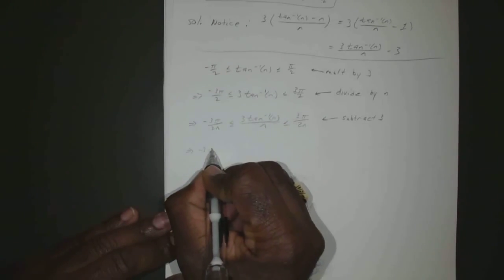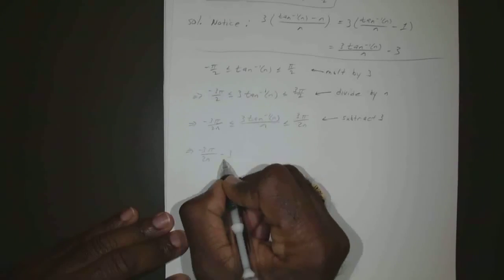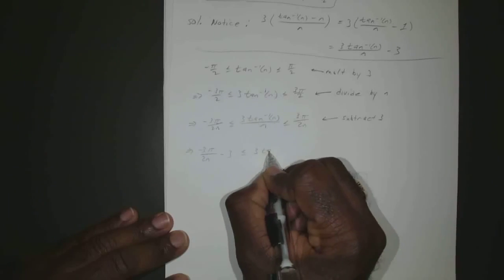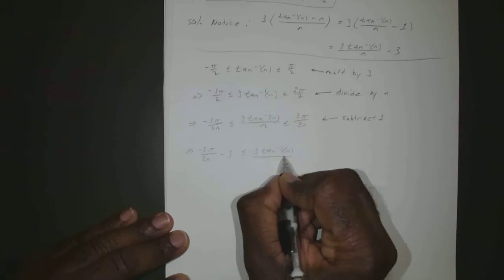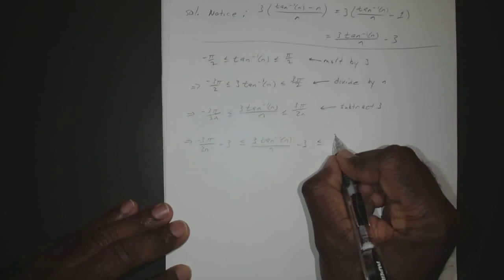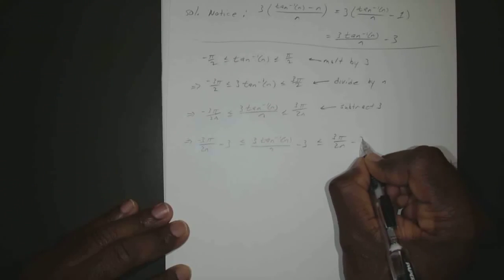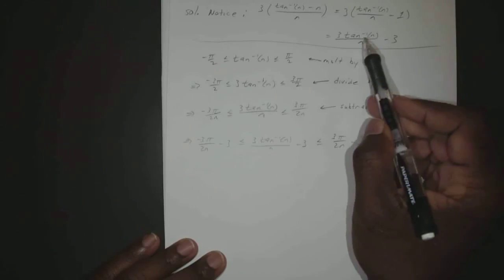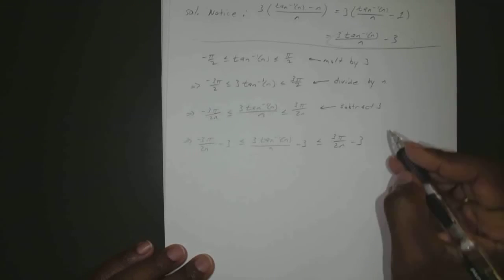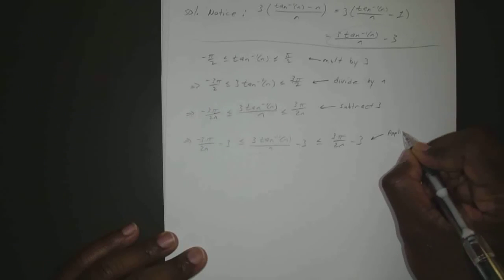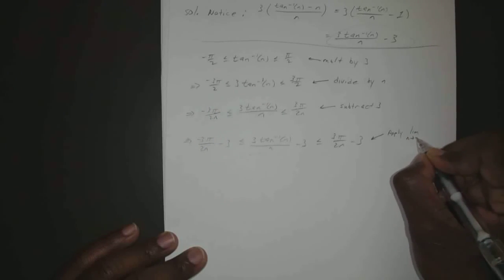Okay, so we have negative 3 pi divided by 2n minus 3, which is less than or equal to 3 tangent inverse of n divided by n minus 3, which is less than or equal to 3 pi over 2n minus 3. Okay, so we have our middle term matching exactly what we wanted. So now we get the limit of each one as n approaches infinity.